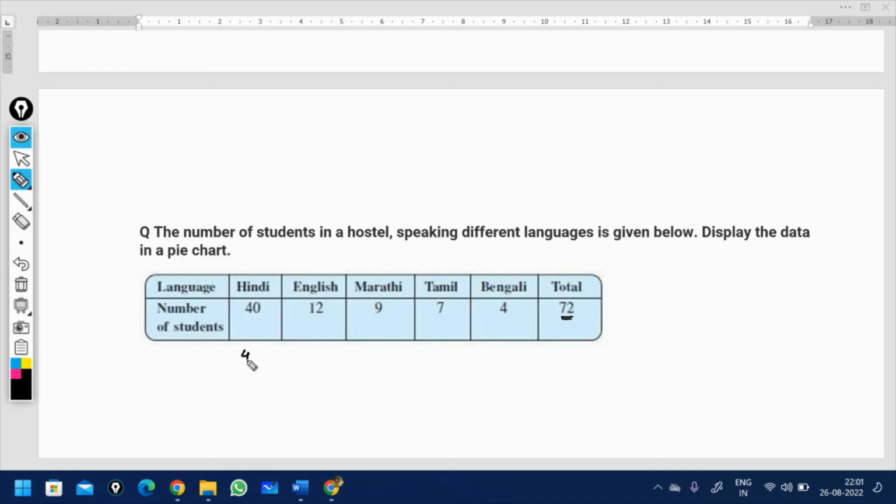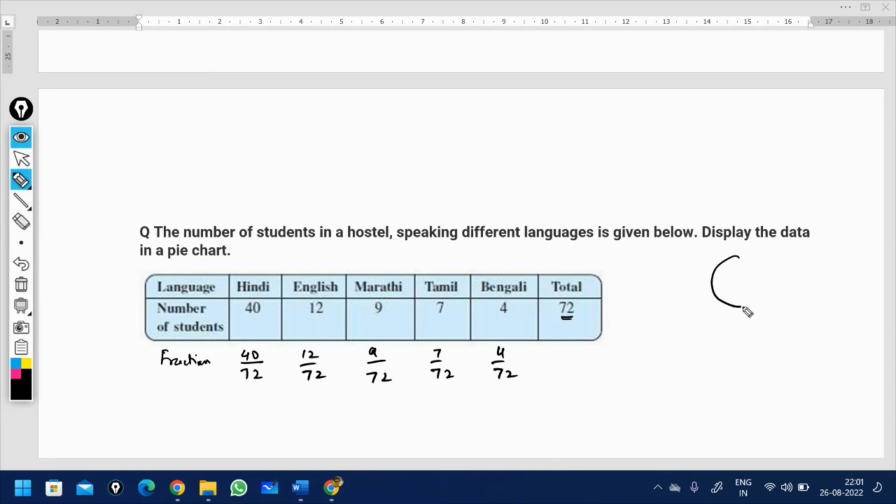The first thing you will do is find the fractions of it. Okay, so that is your first job. So that will be 40 upon 72, 12 upon 72, like this, 9 upon 72, 7 upon 72, and then 4 upon 72. And then, any guesses? We have to find, yes, you're right, the angle of each sector.